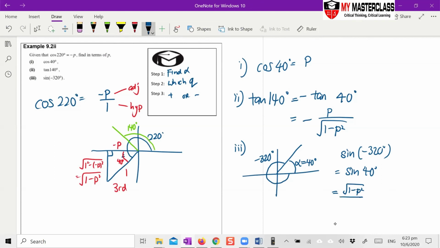Over 1. But the over 1 we don't write because the hypotenuse is 1. So the important thing is, even though this guy is negative p, when we take the adjacent side, we do not take the negative. The negative is only for the 220. Don't worry, we'll practice a lot more of this.